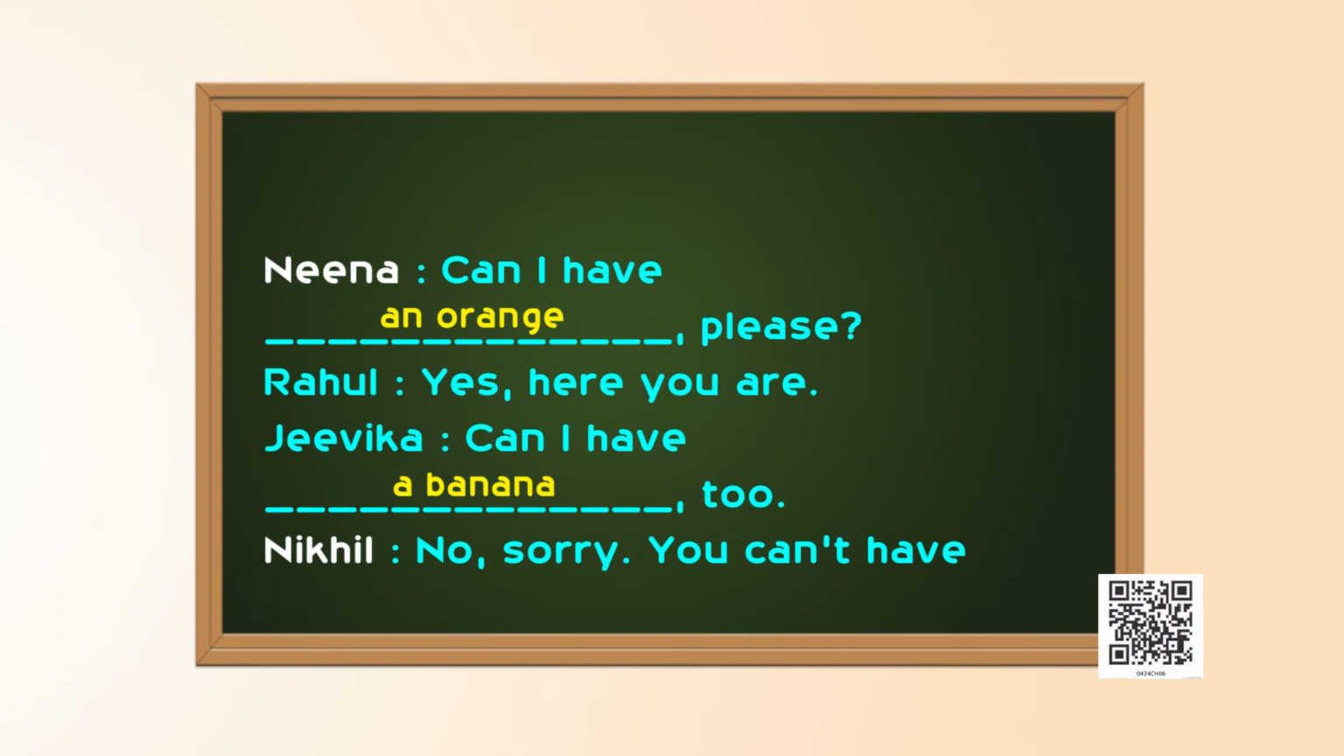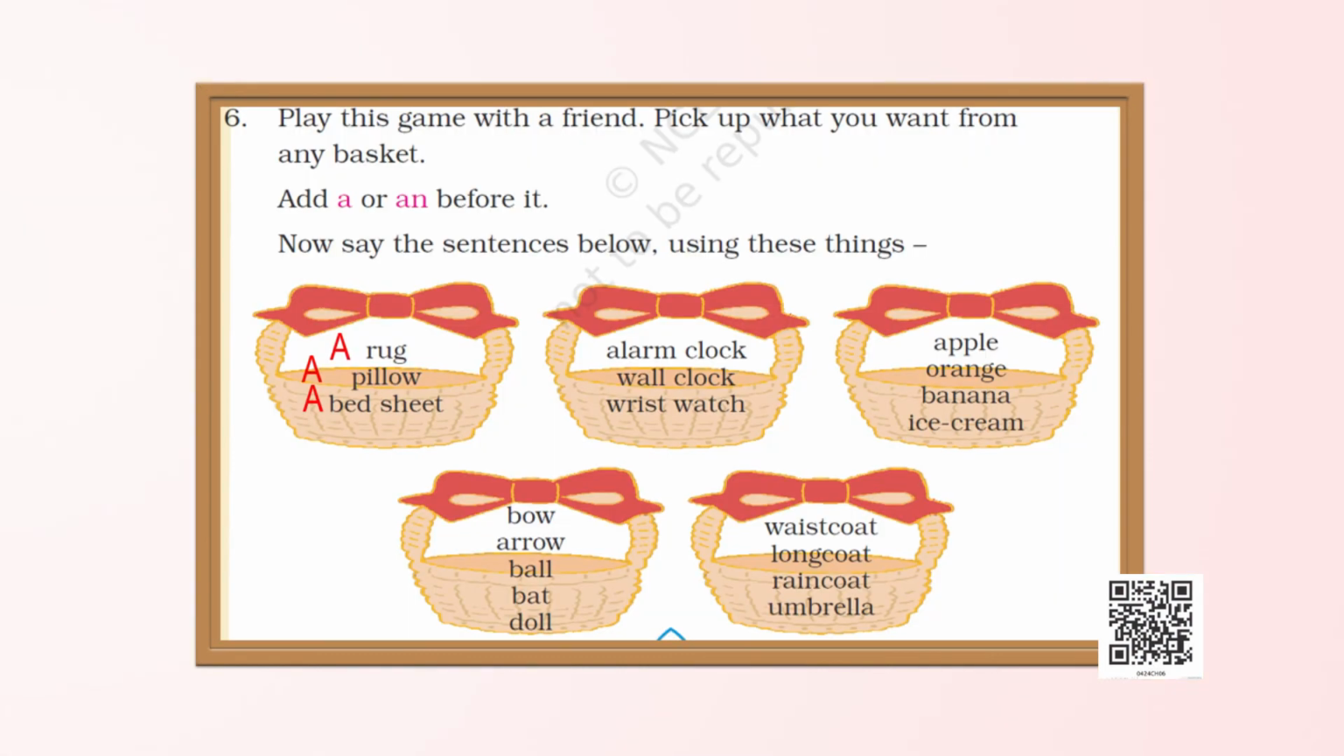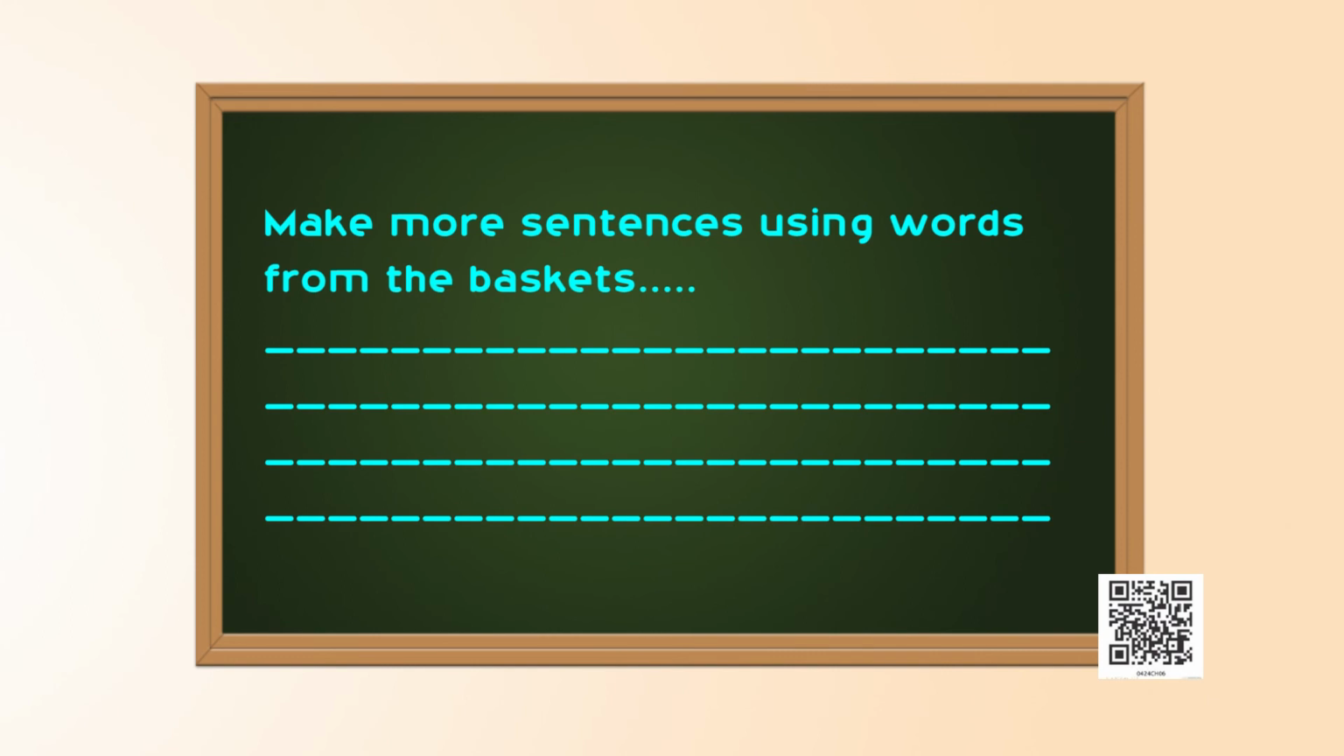With this, we are finishing the dialogue section. And next we have some more sentences using the words from the basket. So, we did the basket exercise where you have to write the words along with the article. After writing that, you have to write the word here and you have to make a sentence using that.